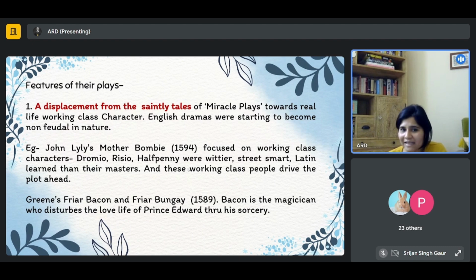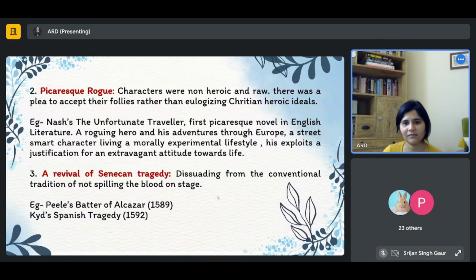But in Robert Greene's Friar Bacon and Friar Bungay, they experiment with the occult and magic, and there is a lot of supernatural element, and they disturb the life of this Prince Edward. They bring chaos, funny chaos, to the life of the royalties. So these kinds of plays are coming from the universities. These are the university wits. And this very sensational thing, the picaro, the rogue, which was again picked up in the 19th century, rogue characters.